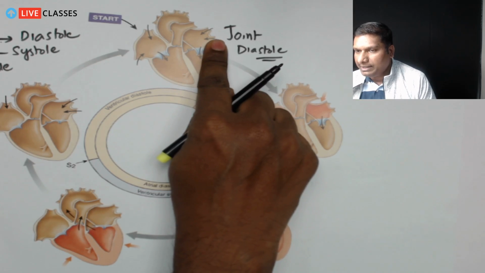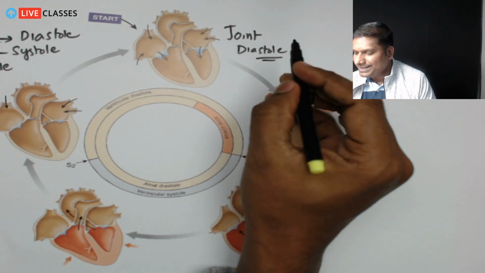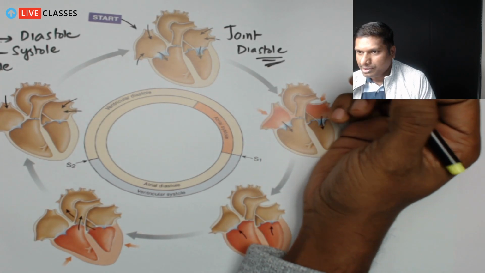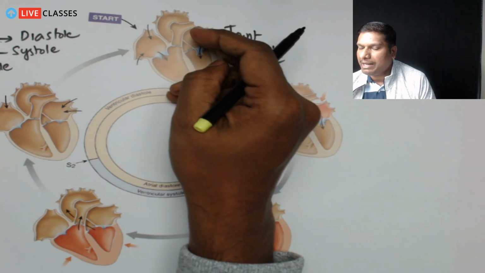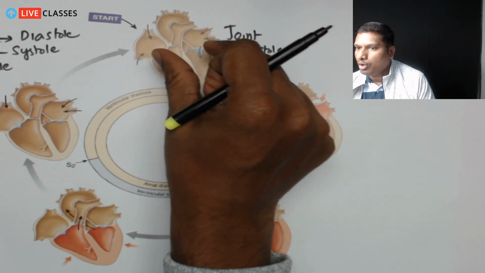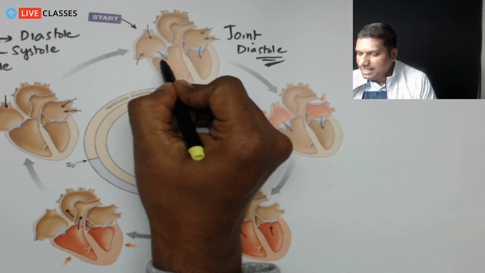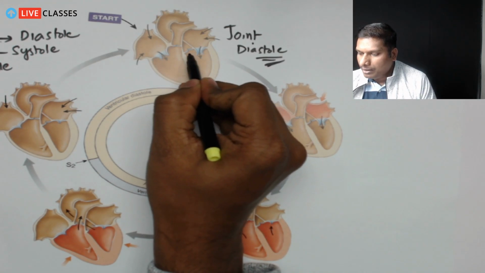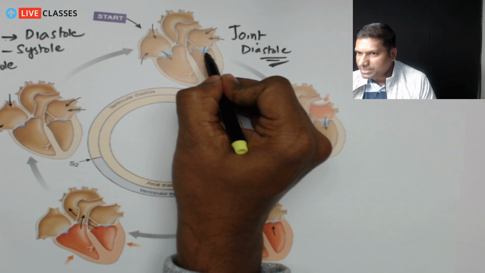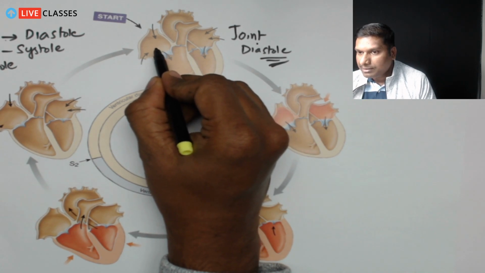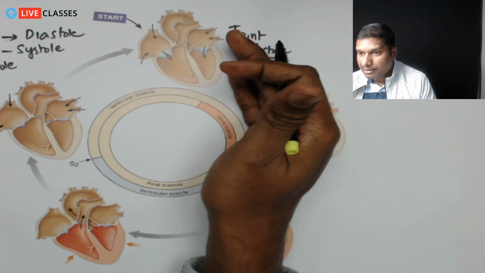So when I say joint diastole, the first stage is the joint diastole. What do we mean by that? Diastole is relaxed state. So when I say joint diastole, we're talking about the relaxed state of both the atrium as well as the ventricles. Both are in the relaxed state. And you can see the valves are open. This is the tricuspid valve and this is the bicuspid valve, which are present between the atrium and the ventricles on the right and the left chambers.